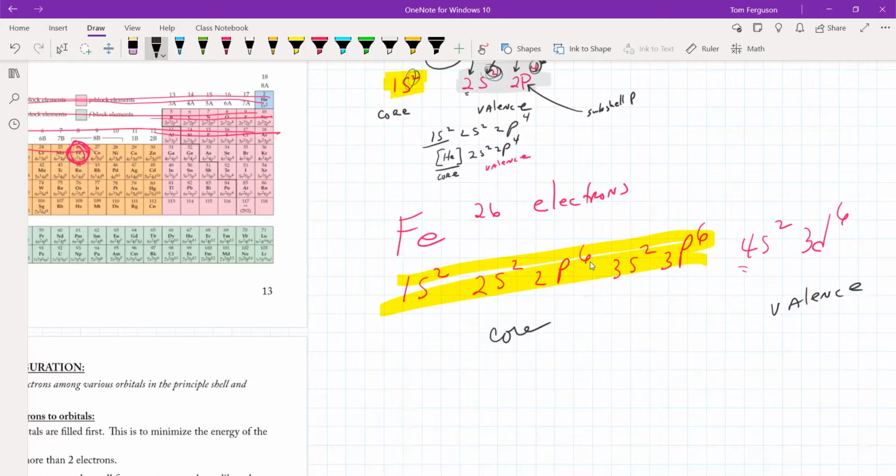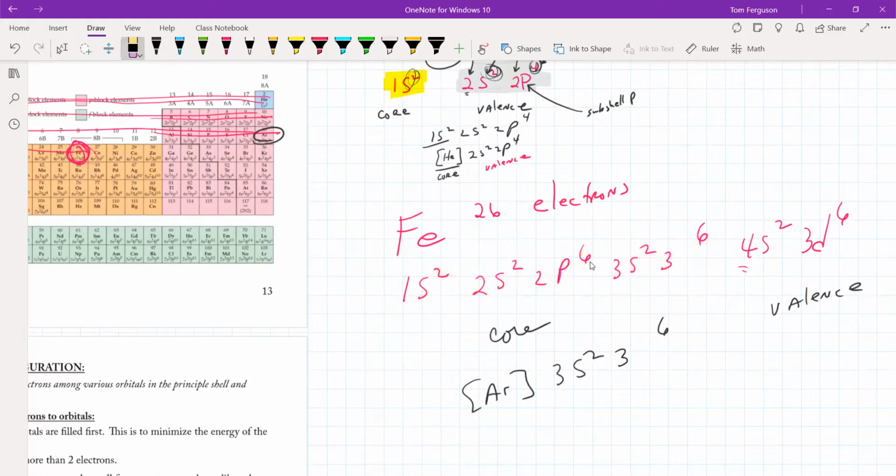1s2, 2s2, 2p6, 3s2, 3p6, which is 1 up noble gas, argon. The other way to do this is to go like this: argon, 3s2, 3p6. Excuse me. 3d6. Those are in the D's, not the P's.